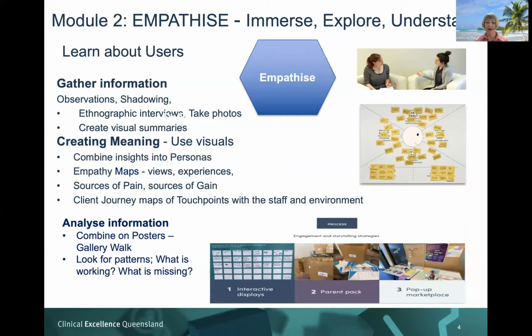We'll be using some personas, some empathy maps to really summarize those views and experiences, and really looking at those sources of pain. What are people really upset about? What they really like to see. And then using touch points, using a journey map in terms of what happens when people have contact with their organisation. Is it easy? Is it difficult? What parts work? What parts don't? Are there some things we can relatively easily fix?